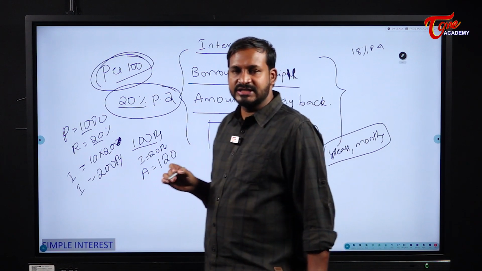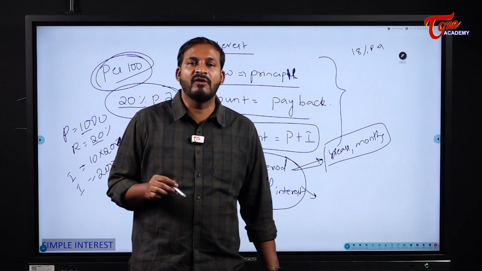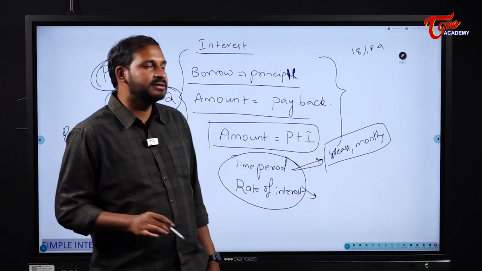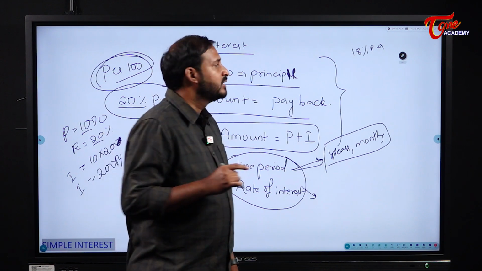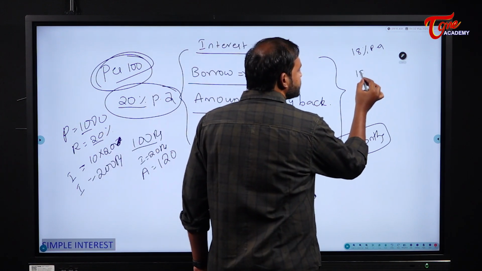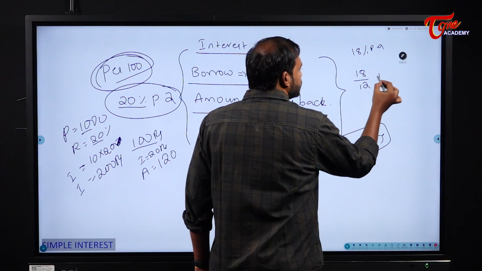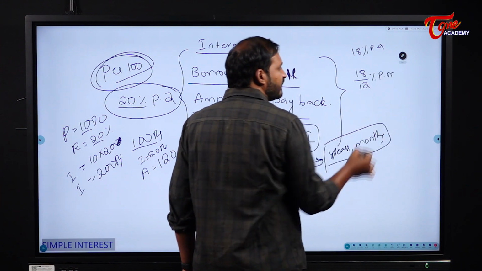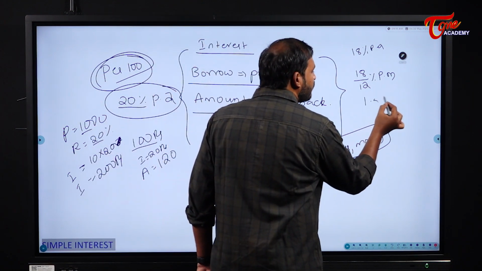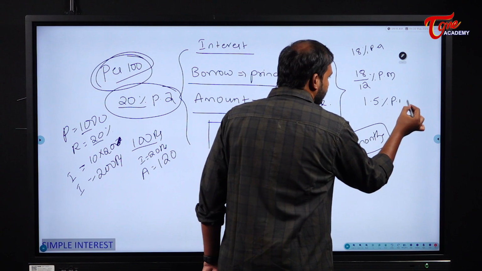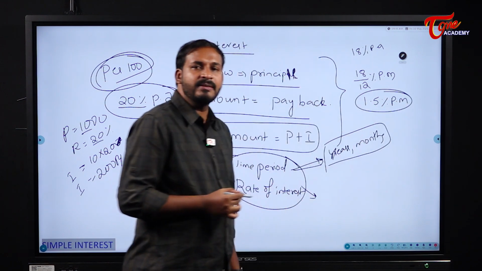If my rate of interest is 18% per annum, now tell me what will be my rate of interest per month? And annum means what? A year. So, a year contains how many months? 12 months. So, this will become my rate of interest per month. That means it will become how much? 1.5 per month. 1.5% per month.